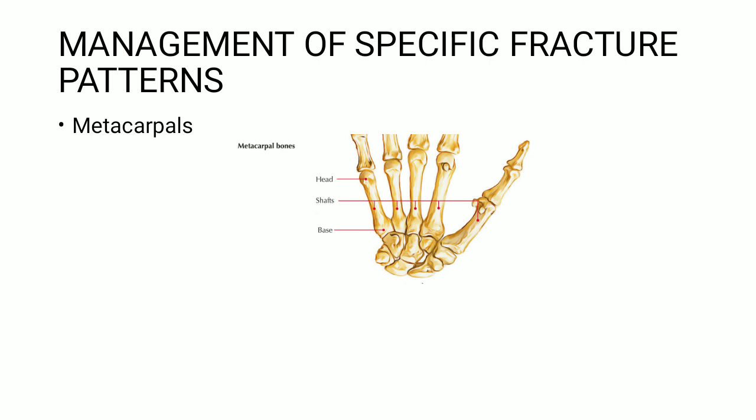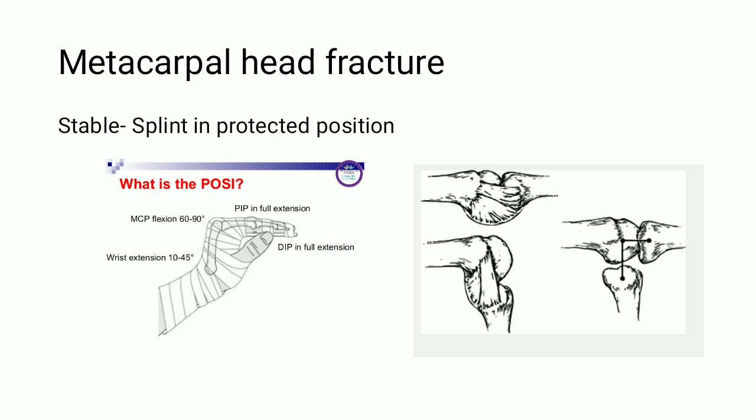So, coming to metacarpal fractures, the metacarpal can be divided into head, shaft, and base. A metacarpal head fracture, if it is stable, can be splinted in a protected position. Here the MCP joint flexion is more than 70 degrees to minimize joint stiffness.